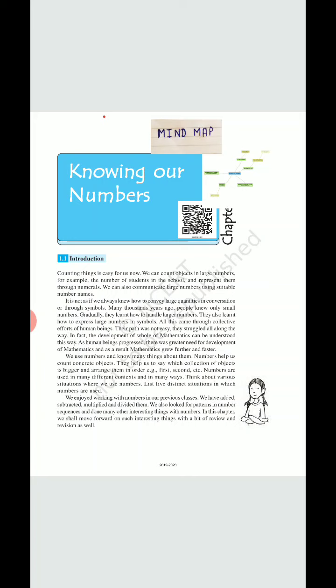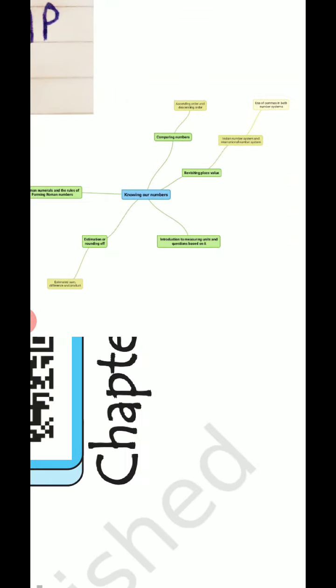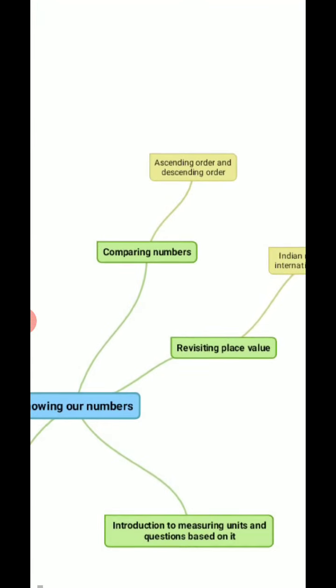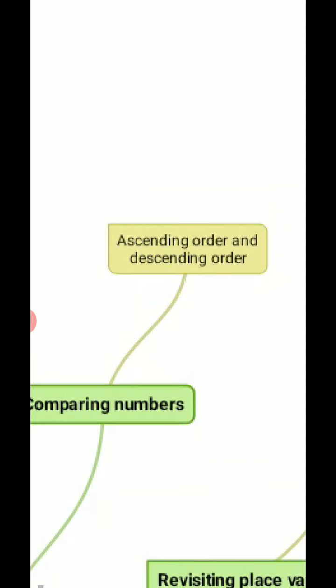Before proceeding, I would like to tell you that the subtopics which we are going to study in the chapter Knowing Our Numbers can be understood very clearly and in an easier way by looking at this mind map. So you can see that I have drawn a mind map for you to tell you about the subtopics, and this mind map will also help you to revise and to summarize the chapter. So the first subtopic which we will study under this chapter will be comparing numbers. And in comparing numbers, we will learn about ascending and descending order.